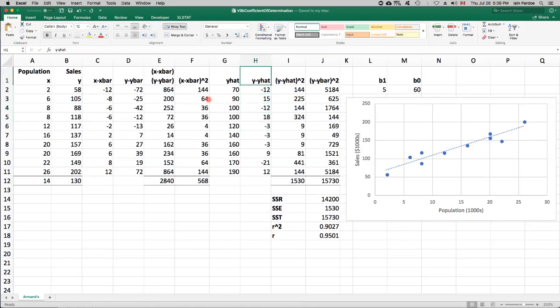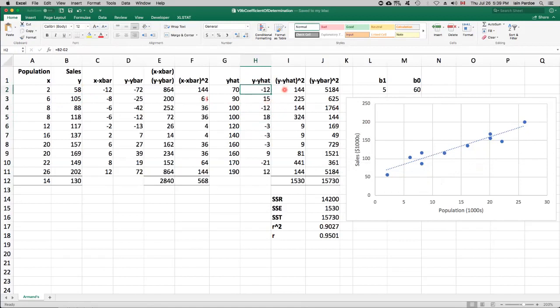These are known as the residuals. They're the difference between the observed y value and the predicted y value. Some of them will be positive, some of them will be negative, and that refers to the fact that in the graph here, some of the observed y values are above the line with a positive residual, some of them are below the line with a negative residual.